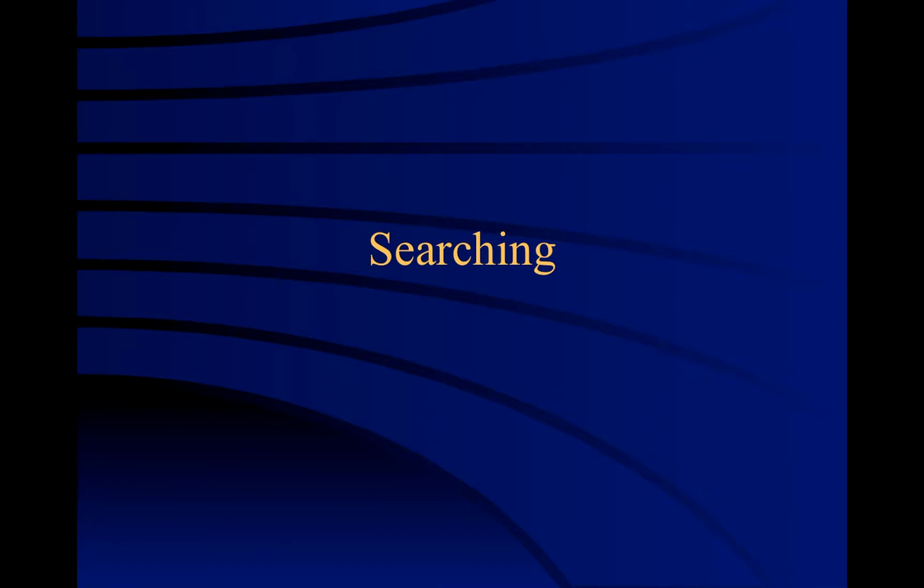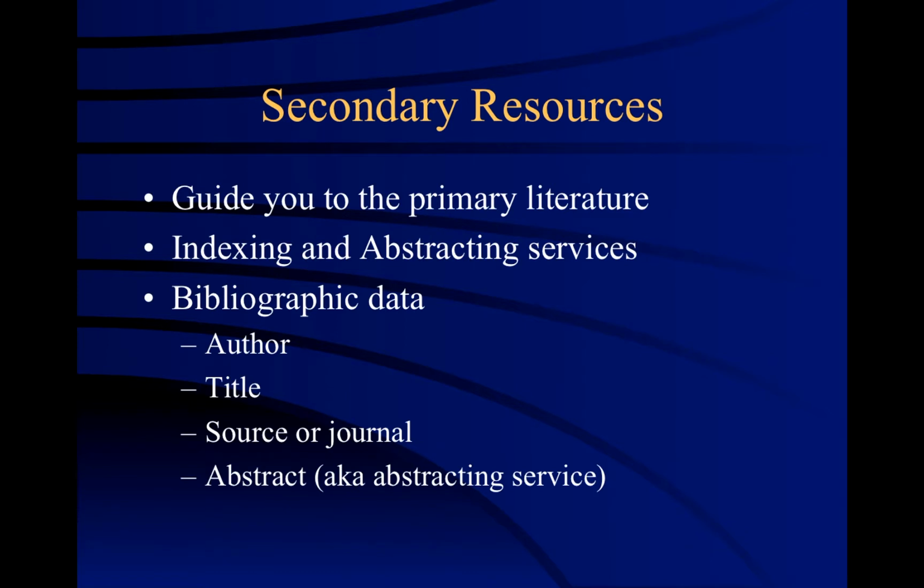In this lesson, we'll talk about searching specific to Medline. But first, I'd like to give an introduction to the secondary resources. Today, most secondary sources are electronic indexing systems that aid users in locating primary literature. These resources have very detailed and stepwise search engines that allow users to research the literature on a specific topic. They guide you to the primary literature.